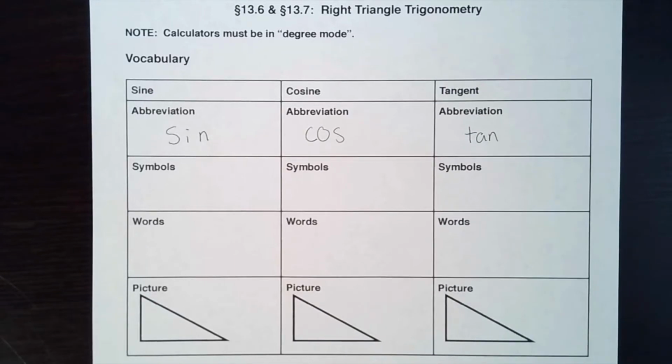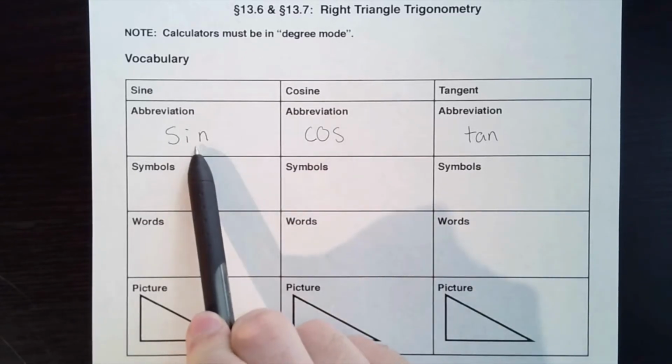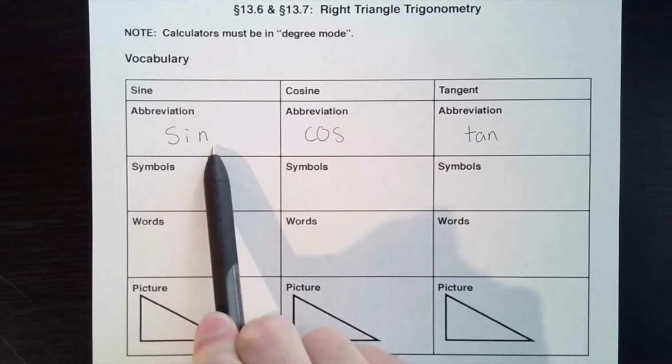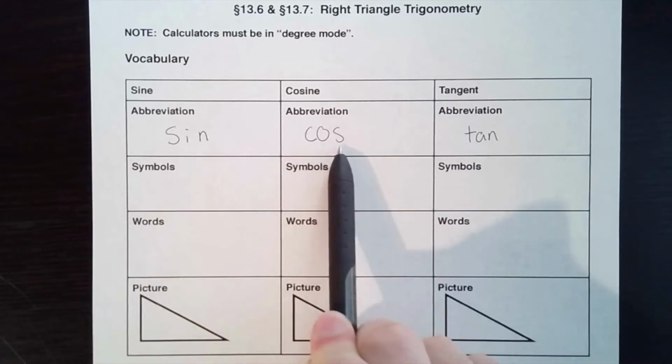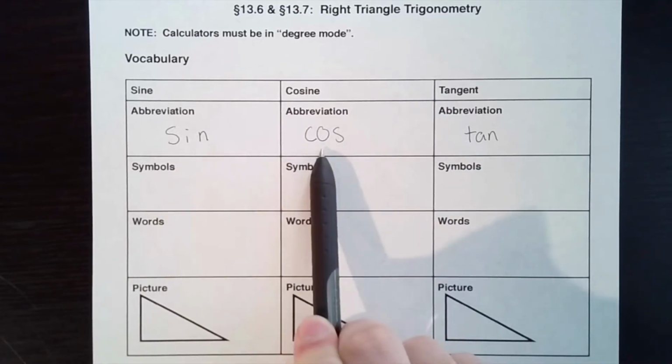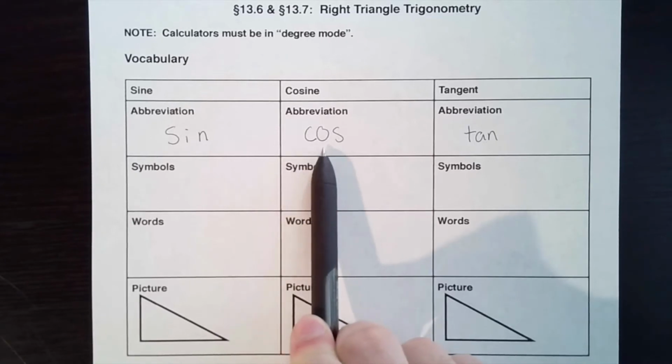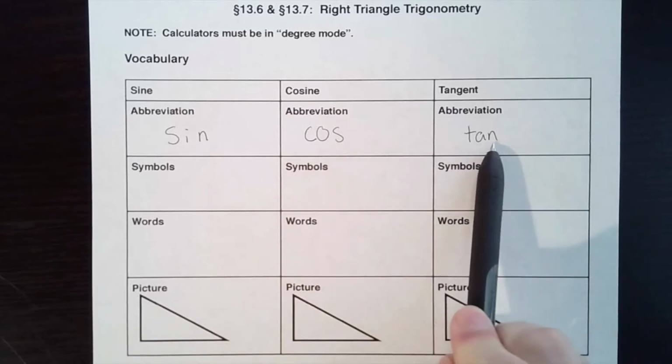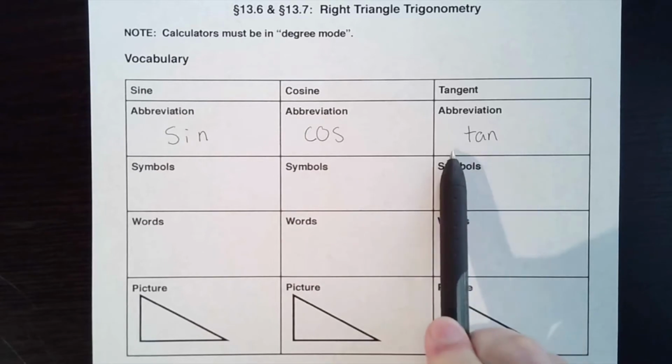Now this is important that you know what these are. Yes, this looks like sin, but we don't call it sin, we call it sine. We say the full word even though there's an abbreviation. Same thing with COS. A lot of people say cos, but it's not cos, it's cosine. You need to say the entire word. Same thing with tangent. It's not tan of a number, it's tangent.